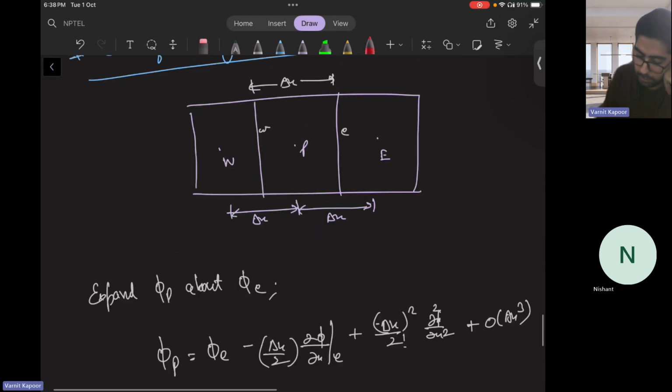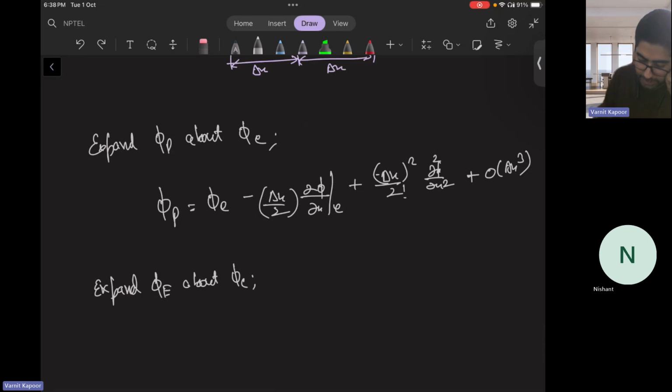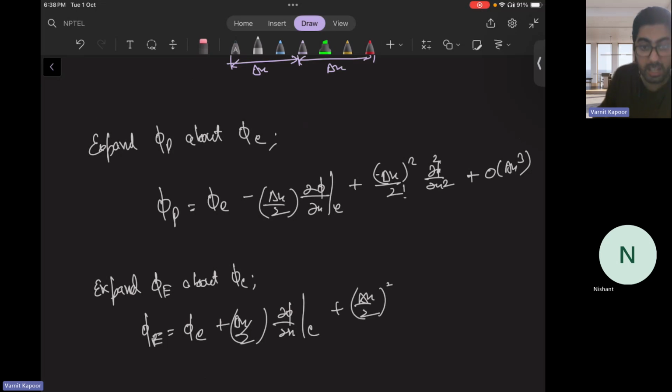Now, if you want to expand phi e about phi e, it is at plus del x by 2. So how will you write phi e? Phi e will be phi e plus del x by 2 dou phi by dou x about e, plus del x by 2 whole square.